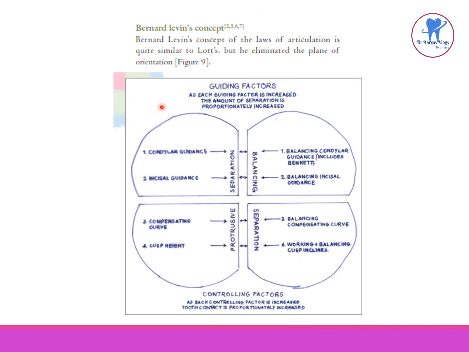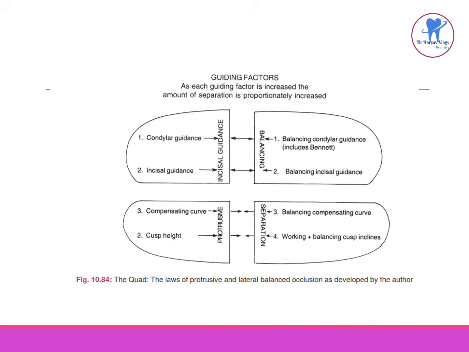Coming to Bernard Levin's concept, it is quite similar to Lord's concept, but he eliminated the plane of orientation. So here it is the 4 factors, so it is known as quad: the condylar guidance, incisal guidance, compensating curve, and cusp height. So he eliminated the plane of occlusion. As each controlling factor increased, tooth contact proportionally increased. So these are the 4 factors which are named as quad.